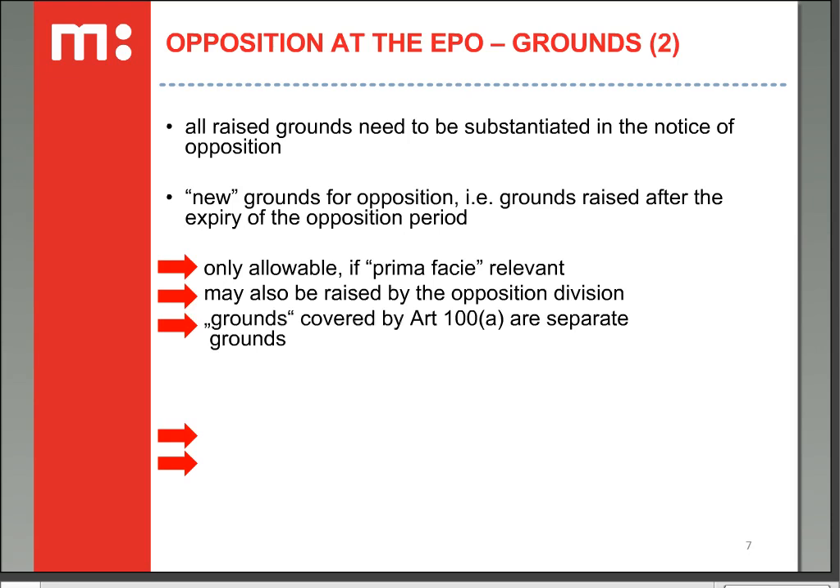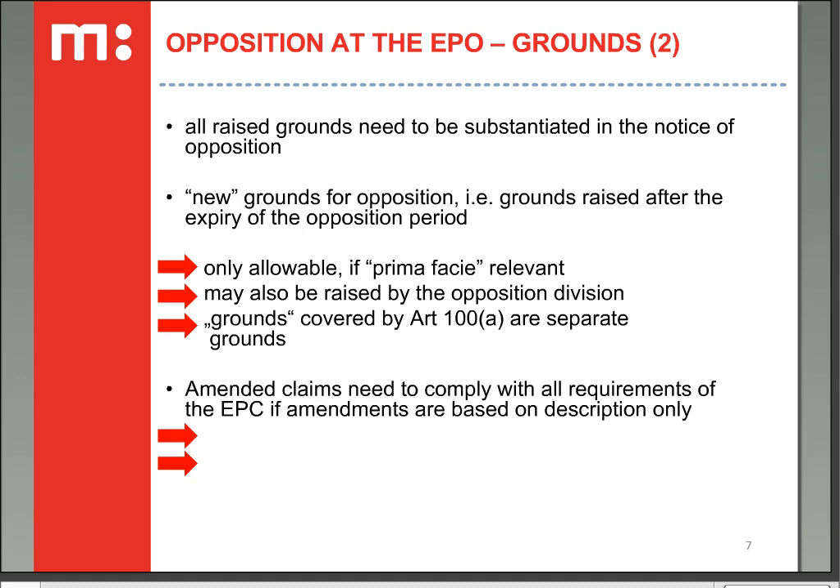The grounds which are covered by Article 100A, meaning lack of novelty, inventiveness, on the one hand, excluded subject matter and no industrial application, these are dealt as separate grounds. So if you only substantiate and raise a lack of novelty, inventiveness, and later you find out that it's a complete software patent, you may have problems in getting that new grounds allowed in the proceedings.